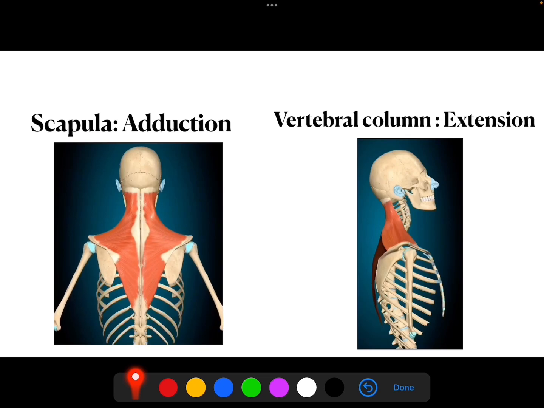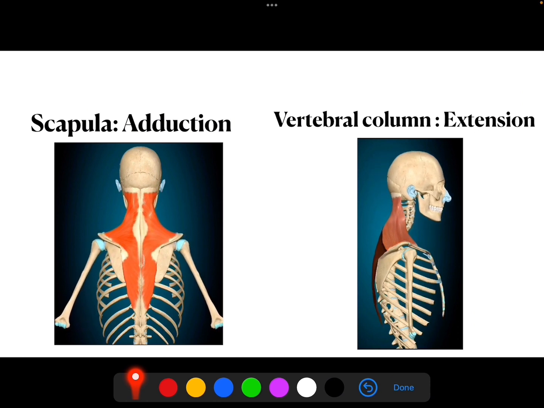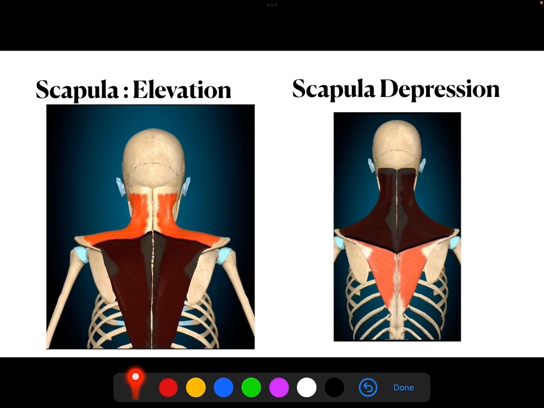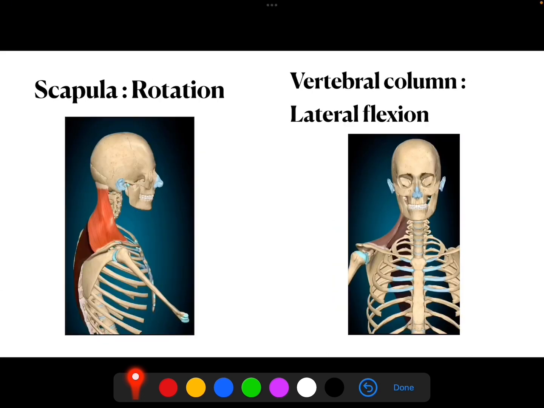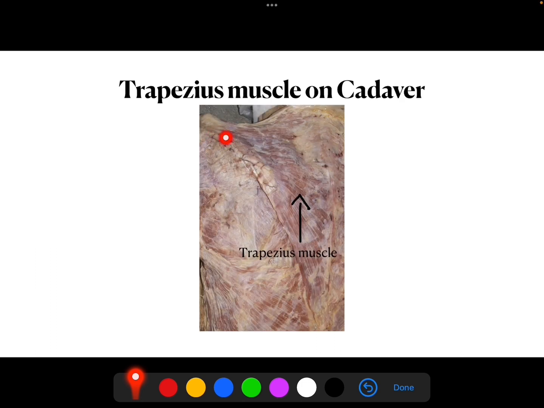Adduction of scapula, extension of vertebral column, elevation of scapula, depression of scapula, rotation of scapula, lateral flexion of the vertebral column, this is what it looks like on the cadaver.